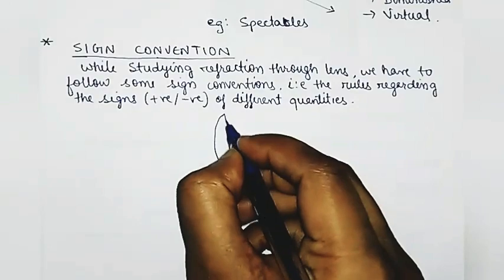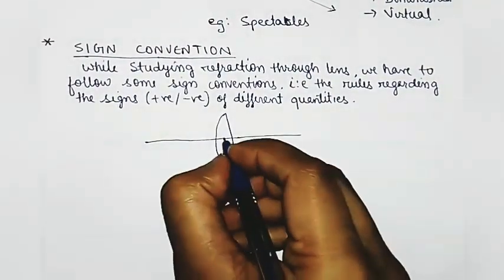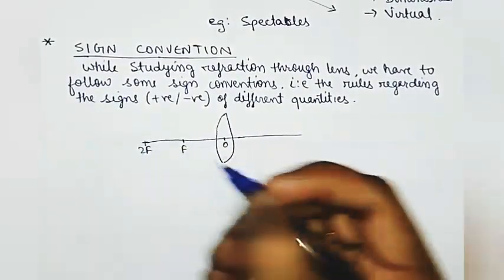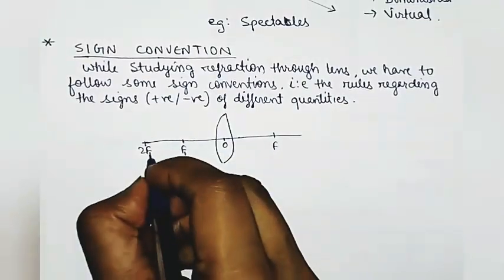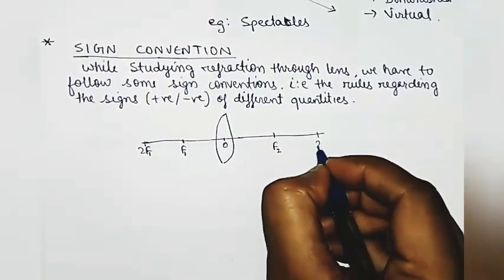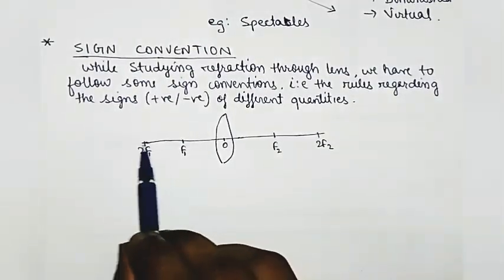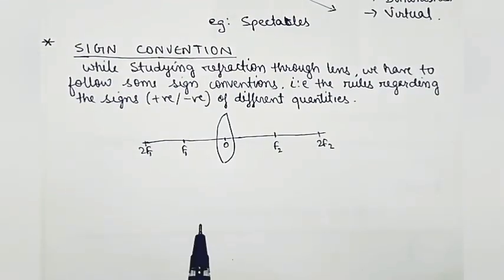So this is a convex lens. This is the optical center O. This is the focus, and this is double of the focus. This is the second focus. Should I write f1, and this is f2, and this is 2f2. So this is the general formation. This is the principal axis. So what are the different quantities? The different quantities are the distances and the lengths.